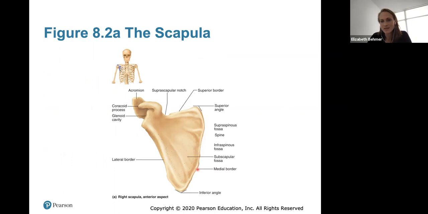Here is the medial border. The lateral border will be the area where the glenoid cavity is, because that's where your arm will come out, and your arm is more lateral. The acromion is the pointed edge that you feel if you touch your shoulders. You're touching your acromion. Here's the coracoid process. They both provide attachments for ligaments that surround your shoulder joint. The superior border, and then we have the superior angle and the inferior angle. The subscapular fossa is the depression on the anterior side of the scapula that will hold the subscapular muscle.